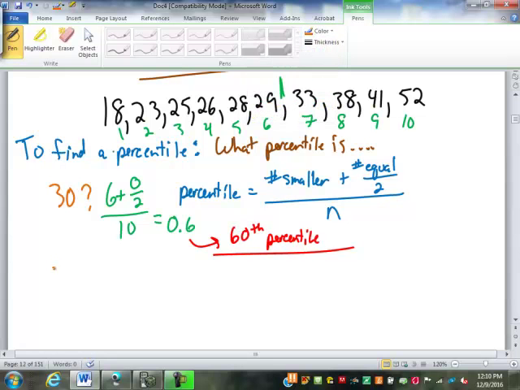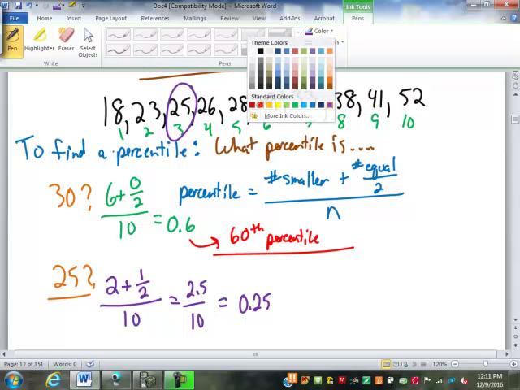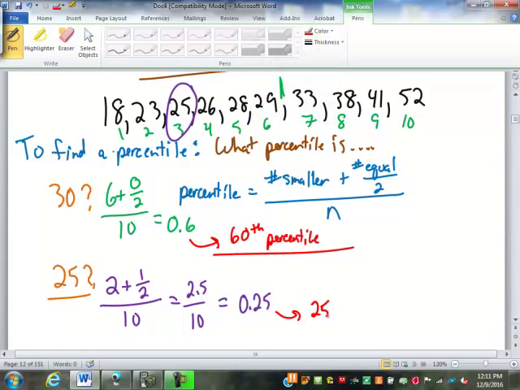What percentile is 25? Well, here's 25. How many numbers are smaller than 25? 2. How many are equal to 25? 1. So it's 1 over 2, all divided by 10. So 2 plus 1/2 is 2.5. Divided by 10 is 0.25. That is the 25th percentile.